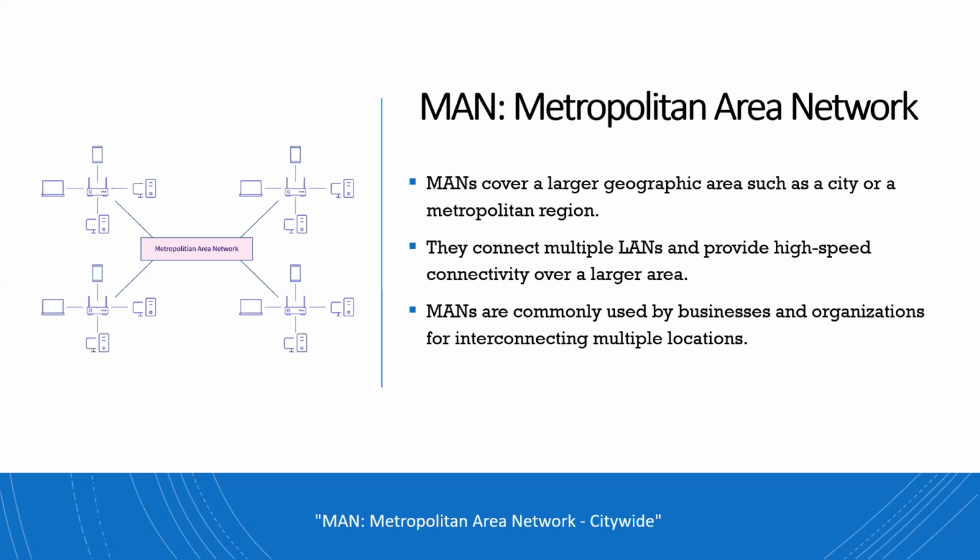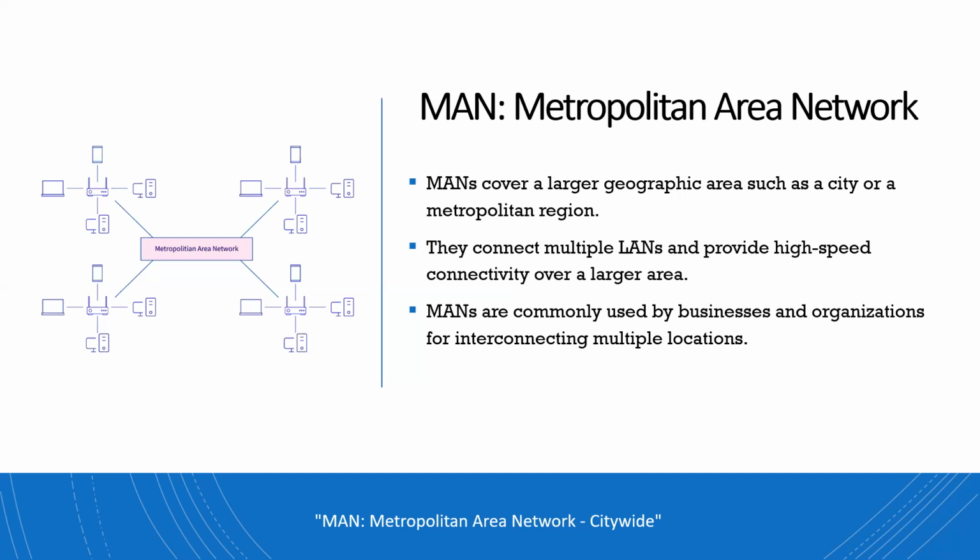A metropolitan area network, or a MAN, covers a larger geographical area than a LAN but is smaller than a WAN. A metropolitan area network connects multiple local area networks within a city or a metropolitan area. The ownership can be a single organization or multiple organizations. The speed is typically high because mostly we are using fiber optics in the metropolitan area network.